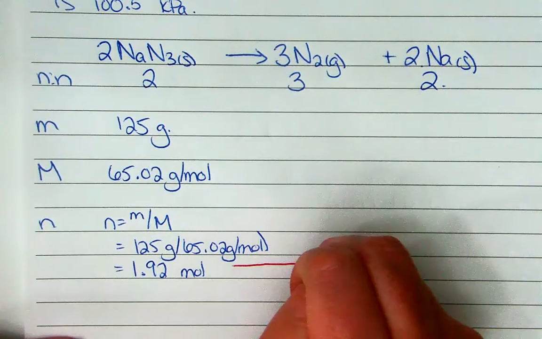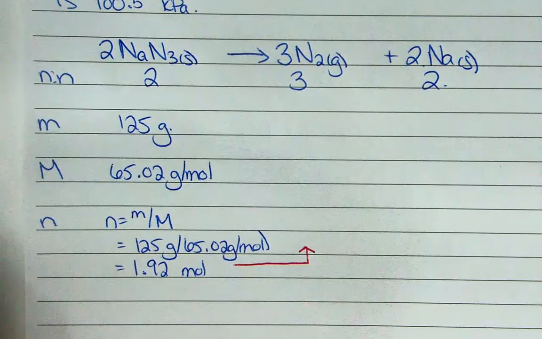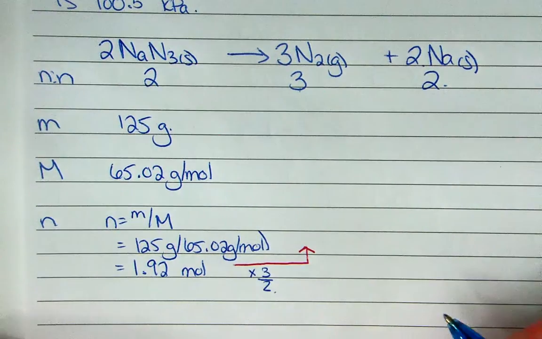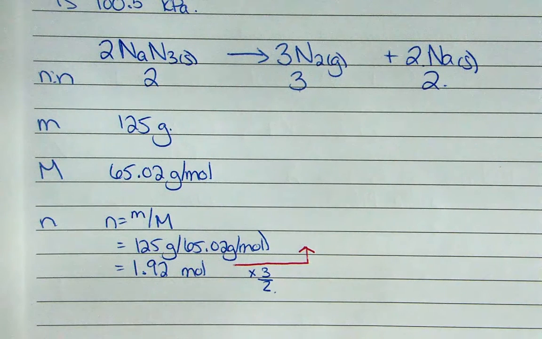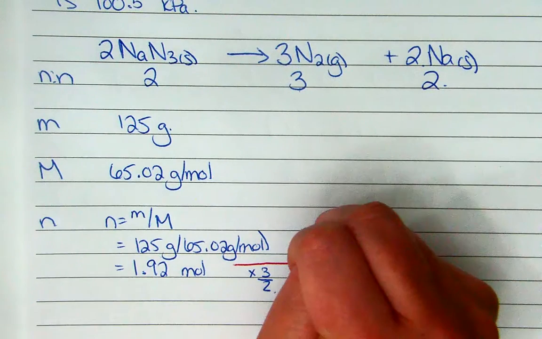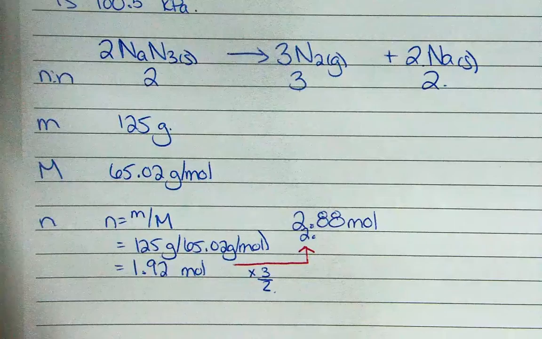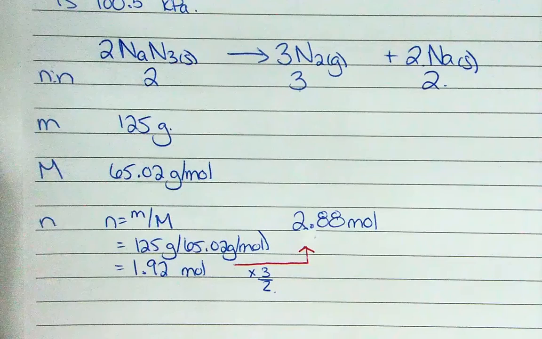So how many moles of nitrogen gas is that going to be? I have a 3:2 ratio. So it's going to be multiplying by 3/2. Gotta get my calculator out for this one. 1.92. So I get 2.88 moles. That's how many moles of nitrogen gas is produced.